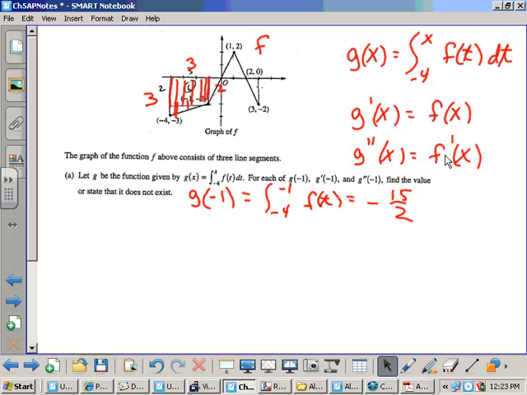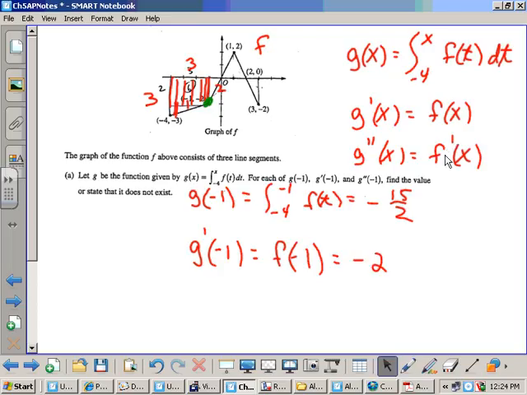In the next part, it wants us to find g prime of -1. So g prime of -1 is going to be equal to f of -1. In this situation, I'm just going to look at the graph, locate f of -1. So this is function f. -1 is right there. So we know that value is equivalent to -2.